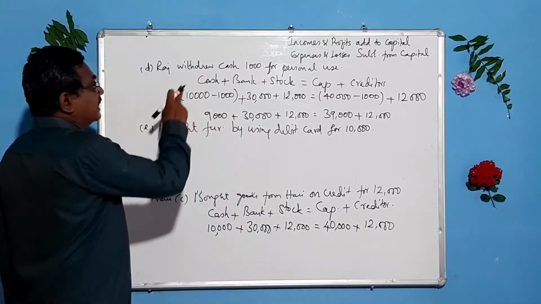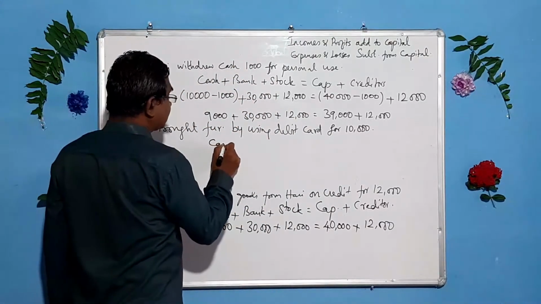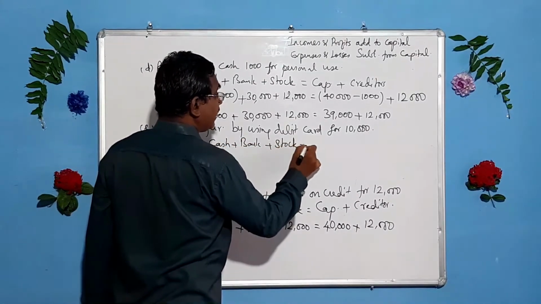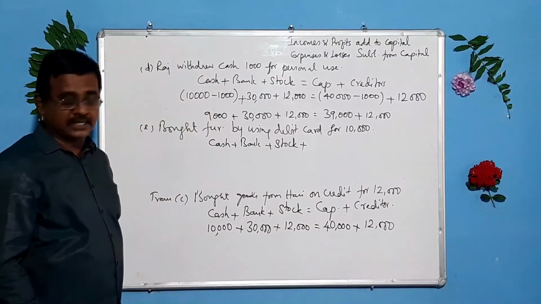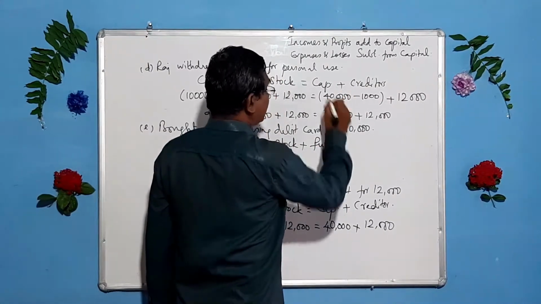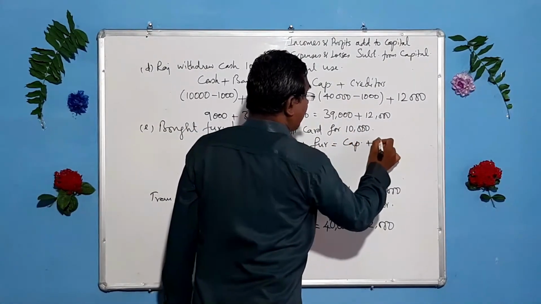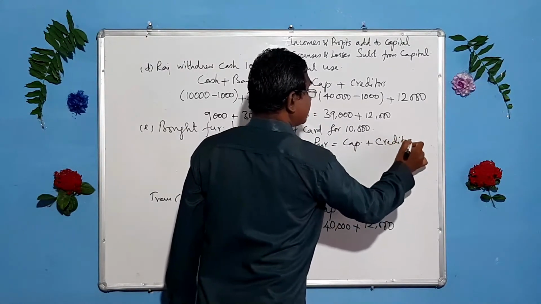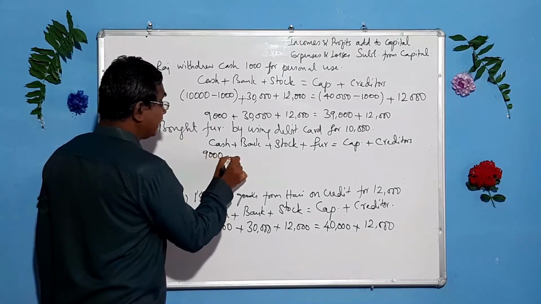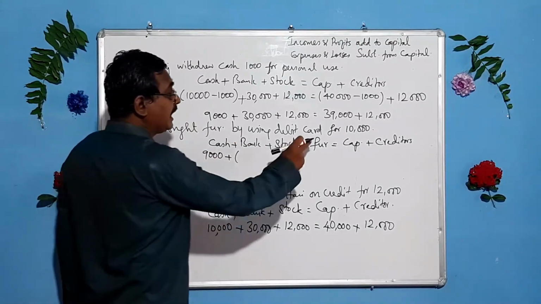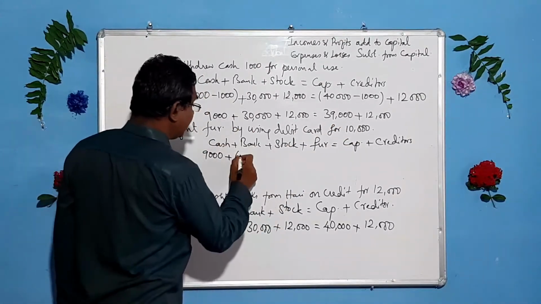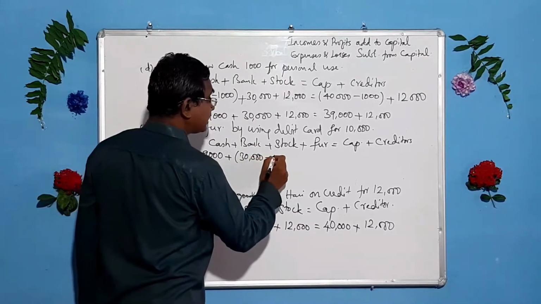Now, the same items will come. Cash plus bank plus stock. See, now we get a new asset called furniture, and it is equal to capital plus creditors. There will not be any change in cash, whereas there will be a change in the bank amount because we have taken 10,000. The bank will take 10,000 from its deposit. From 30,000, we have to subtract that 10,000.